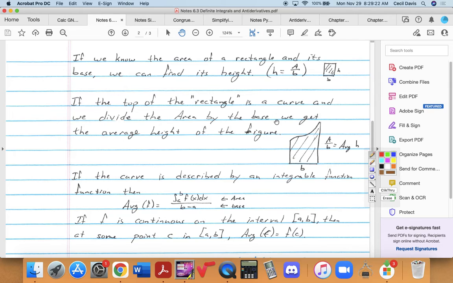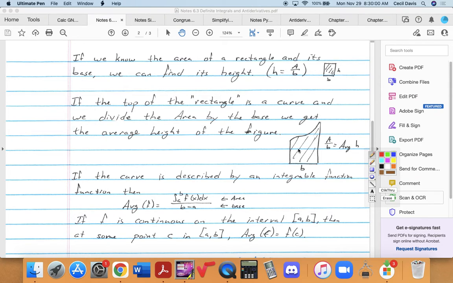So if we know the area of a rectangle and its base, we can find its height, right? The height would be the area divided by the base. Well, if the top of the rectangle, and I put rectangle in quotes there, is a curve, and we divide the area by the base, we get the average height of the figure.